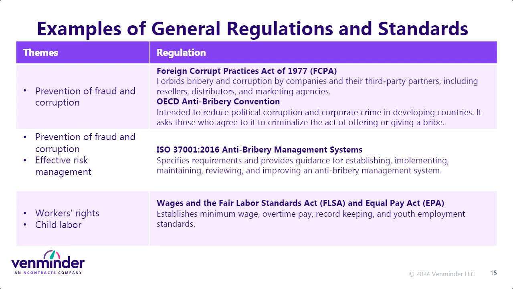Now moving on, we have several notable regulations and standards that address corruption and fraud, including the Foreign Corrupt Practices Act, the OECD Anti-Bribery Convention, and ISO 37001, all of which seek to reduce political corruption and corporate crime. We also have workers' rights and child labor regulations, like the Wages and Fair Labor Standards Act. It's very important to make sure your vendors are complying with this one. This deals with minimum wage, overtime pay, and child labor.